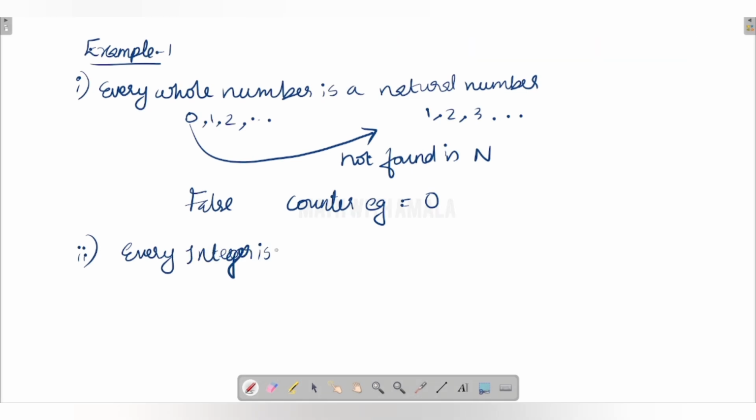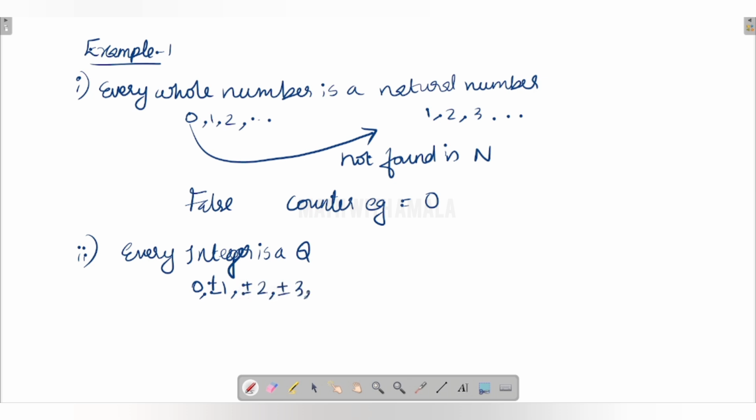Every whole number is a natural number. So in the whole number set you can see 0, 1, 2, 3 etc. Natural number set 1, 2, 3. But 0 is not found in the natural number set. That means this is a false statement. The counter example you can give is 0.